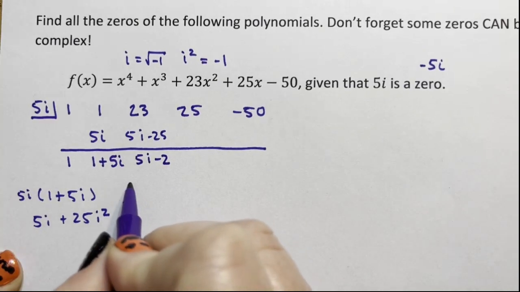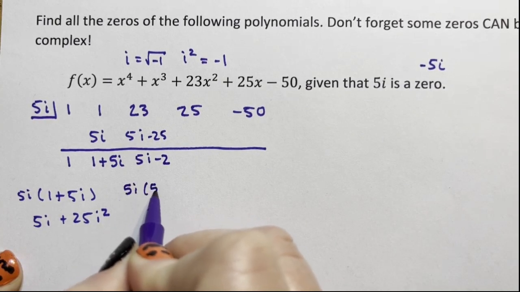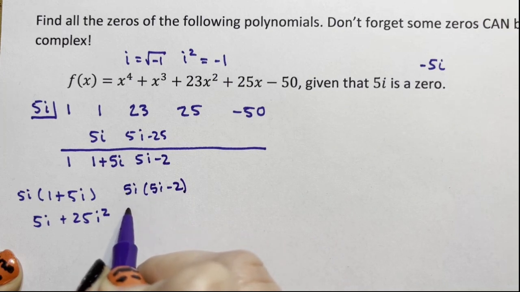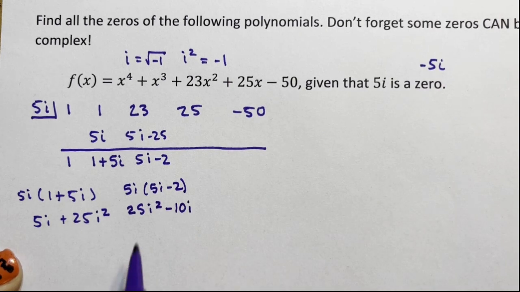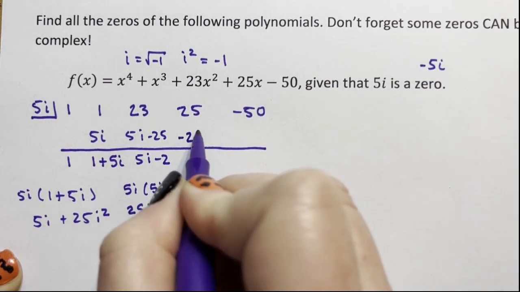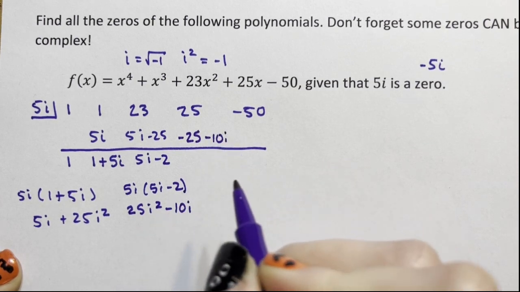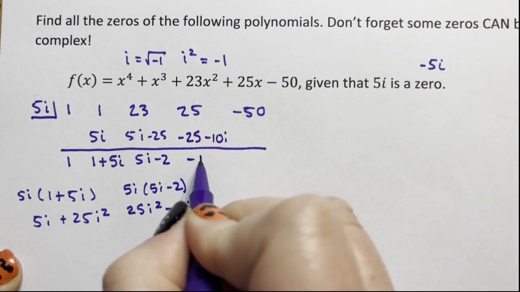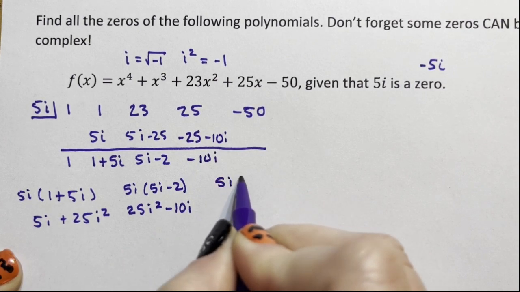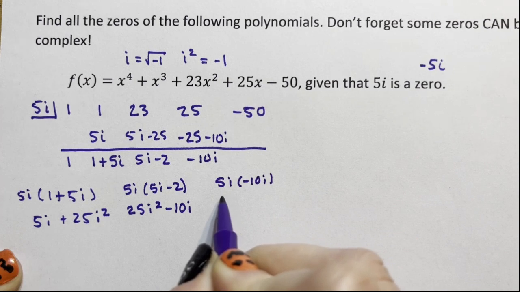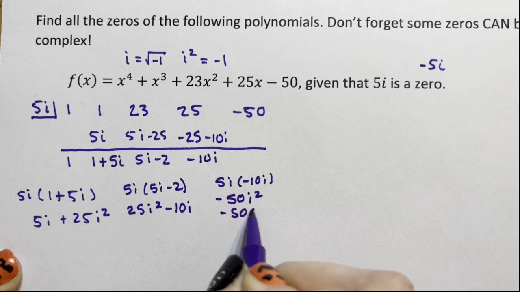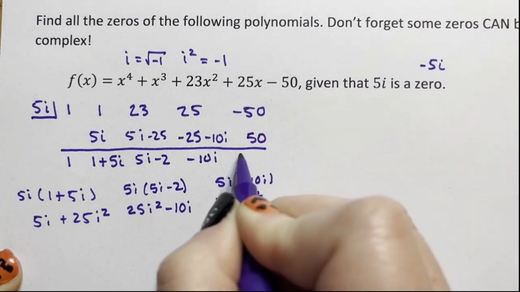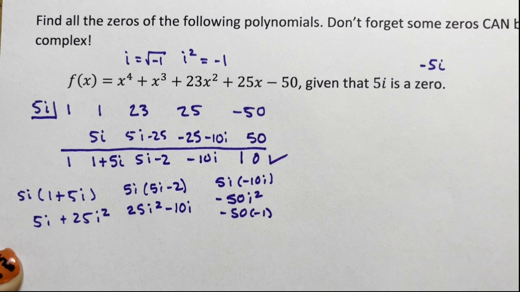Now I'm going to multiply those. So I'm going to multiply 5i times 5i minus 2. These will multiply to be 25i squared minus 10i. 25i squared is minus 25 and then minus 10i. These will cancel and I'll be left with negative 10i. So 5i times negative 10i becomes negative 50i squared, but i squared, of course, is negative 1, so negative 50 times negative 1 is a positive 50. And look, it worked out. It's insane.